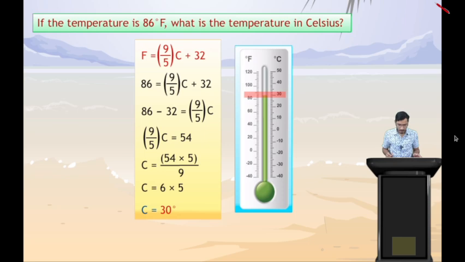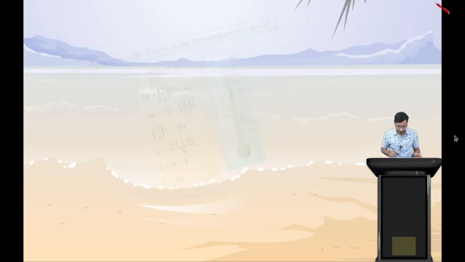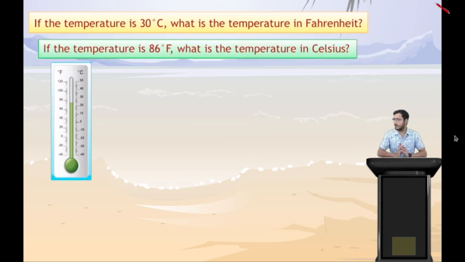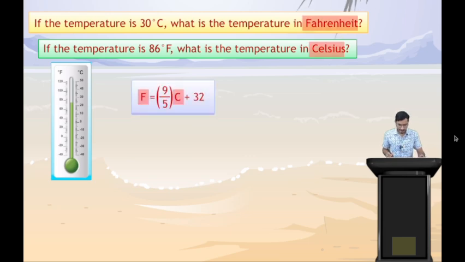Okay, so when the temperature is 86 degrees Fahrenheit, the temperature in Celsius will be 30 degrees Celsius. So if the temperature is 86 degrees Fahrenheit, what is the temperature in Celsius? Yes, that is 30 degrees Celsius.